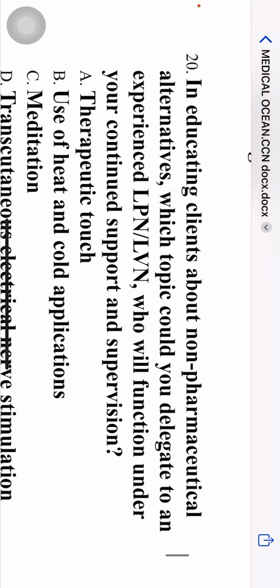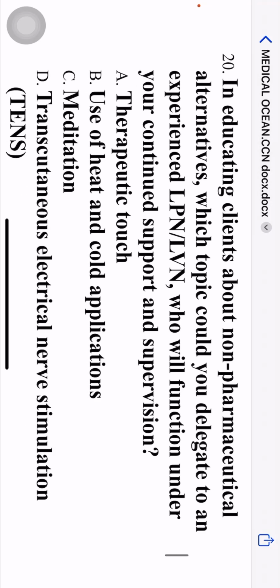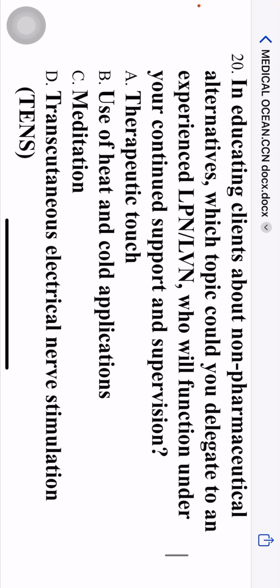20. In educating clients about non-pharmacological alternatives, which topic could you delegate to an experienced LPN who will function under your continuous support and supervision? Therapeutic touch, use of heat and cold applications, medications, or transcutaneous electric nerve stimulation. Which one of the following is correct? Use of heat and cold. Option B is correct because LPNs are helping the nursing assistants.